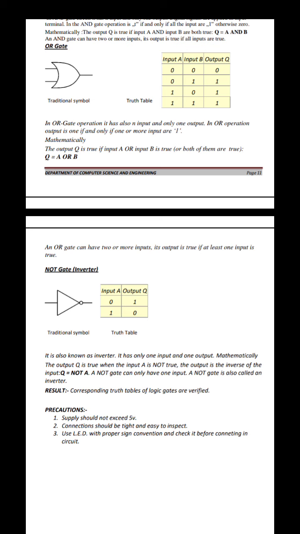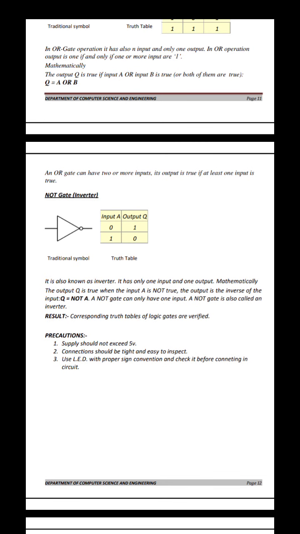Let's see the procedure to do this laboratory. First step, the supply should not exceed 5 volts. Second step, connections are given as per the circuit diagram. Third step, for all the ICs, the 7th pin is grounded and the 14th pin is given plus 5 volt power supply.